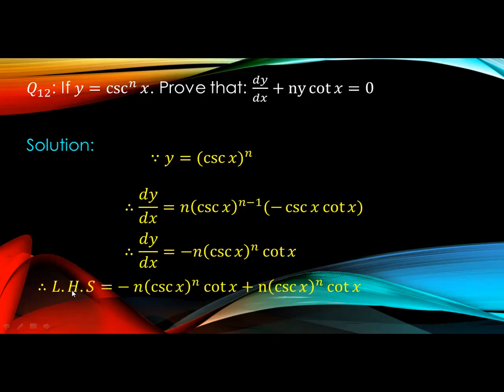So the left hand side of the request is dy by dx plus n y cotan x. We can substitute for dy by dx with this value, that is negative n times cosec power n times cotan x plus n cosec x all over power n times cotan x, that is equal to 0, the value of the right hand side.